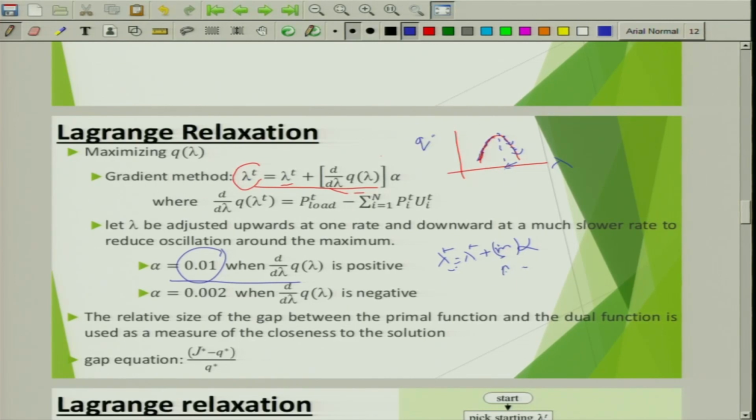Now you see here this is q of lambda, right. Now you are going in a positive direction so that you are increasing the lambda and reaching the peak, because you need to maximize the dual function.